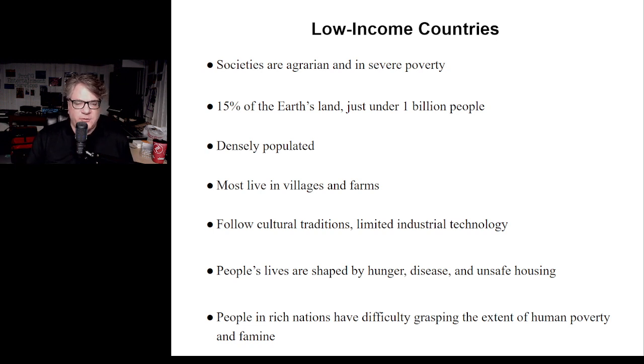Very limited industrial technology, but look here where it says follows cultural norms or follows cultural traditions. It's not always that these places are poor because they don't have technology. Remember, this is Central Africa and Southeast Asia. These are some of the oldest civilizations on the planet. They've been around the longest. And so they're deeply rooted in their ways of life. And frankly, they may not be that susceptible to change.